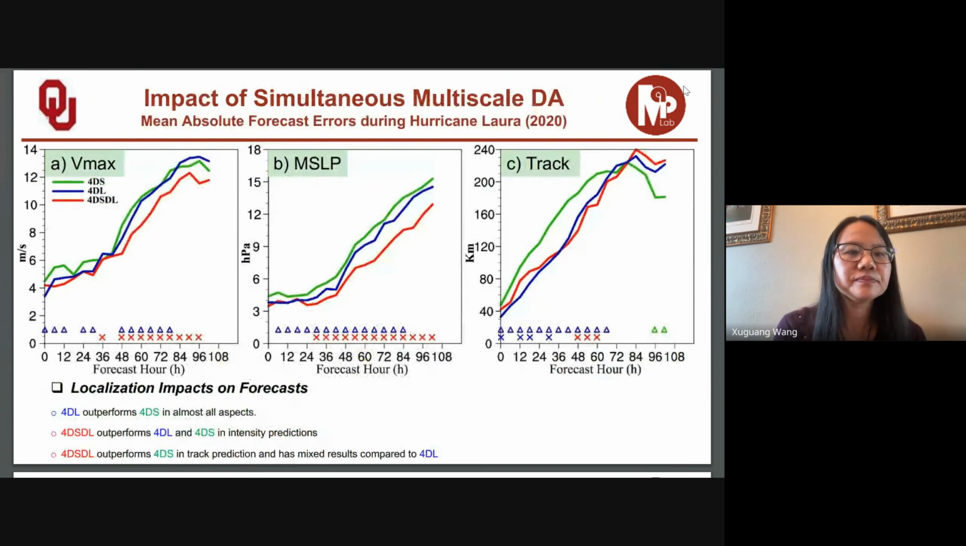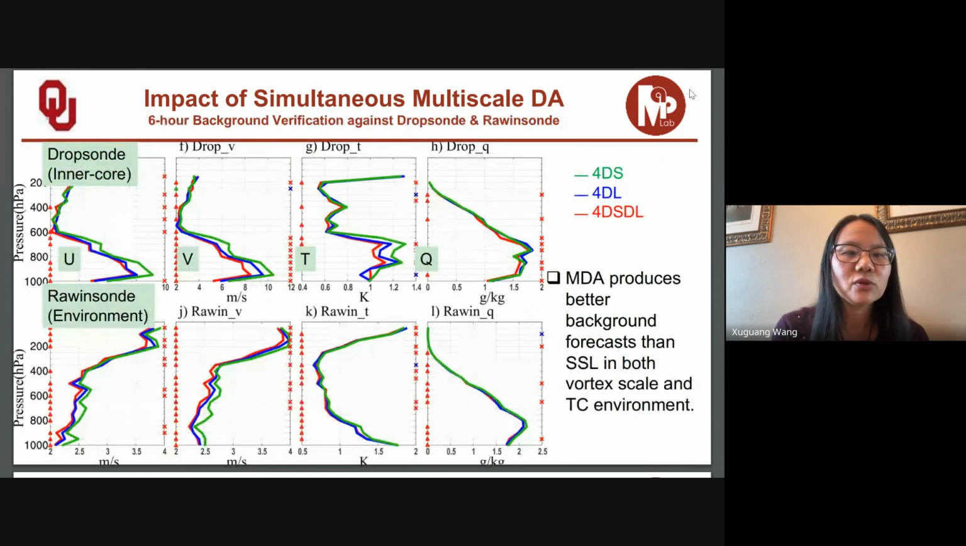Next, please. So we used Hurricane Laura as a test bed for this simultaneous multi-scale data assimilation. And as you can see, the multi-scale DA in red for the SDL is improving upon the 4DS, which is single small-scale localization in green, for both intensity and track forecasts. And when the SDL is compared with the 4DL, which is single large-scale localization, it improved the intensity forecast. It shows comparable track forecasts. Next. The question is why, right?